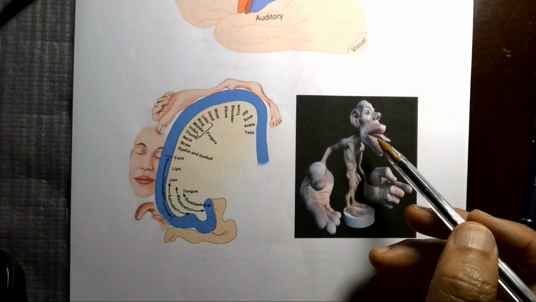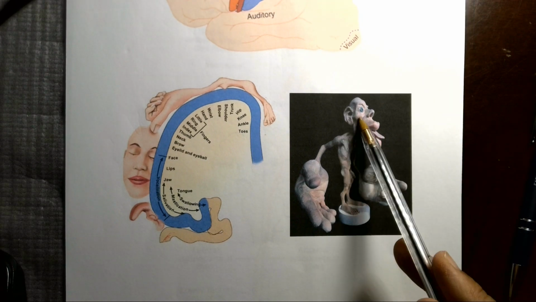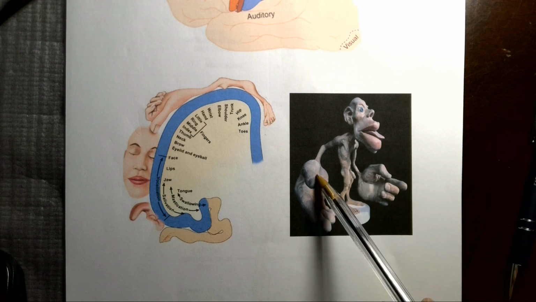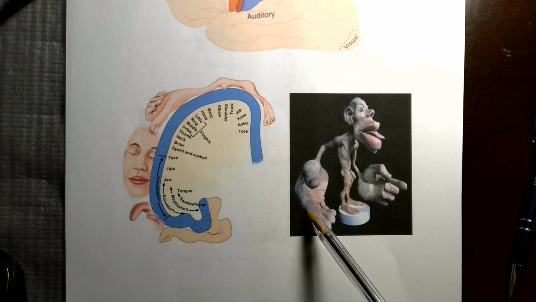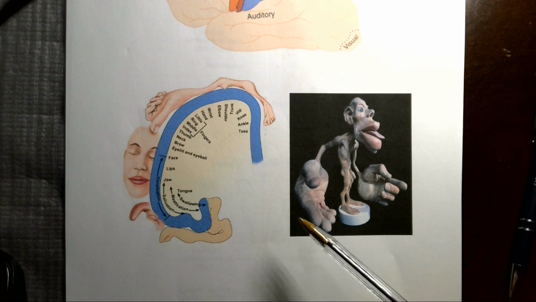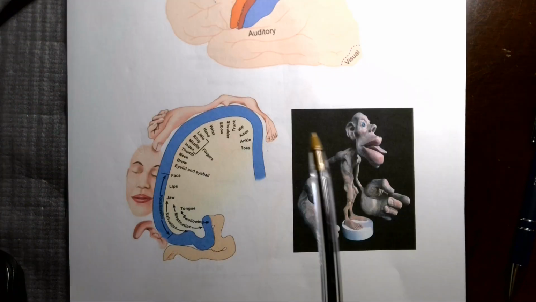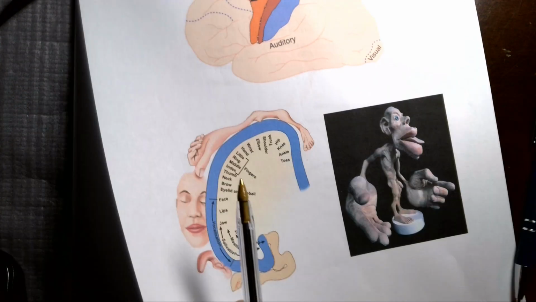This is how the body is represented in the brain. The hand represents a large portion of the motor and sensory area, again due to the complicated movement and fine control of hand movement. So this is the representation of the body in the cerebral cortex, in the motor and also in the sensory area.